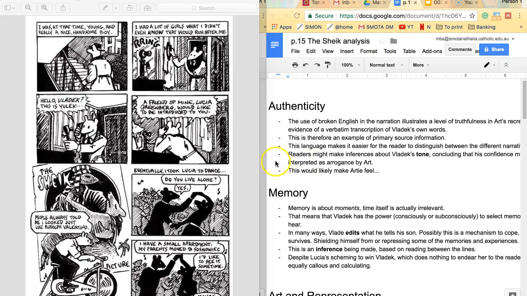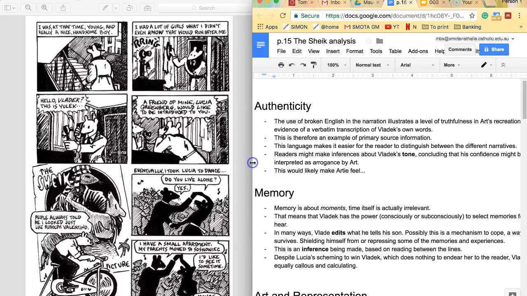Hello, Year 12. This is going to be a short screencast looking at a couple of the spreads that we've discussed in class, and just adding some additional observations that I've gathered from discussions with other students and other teachers.